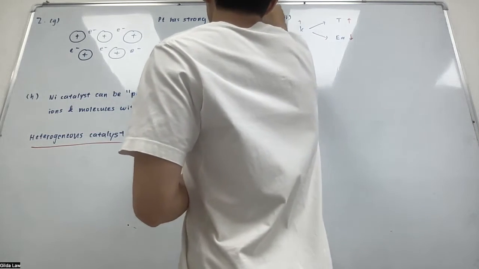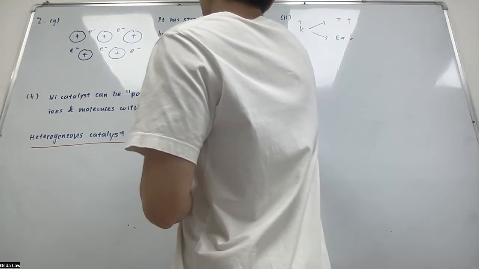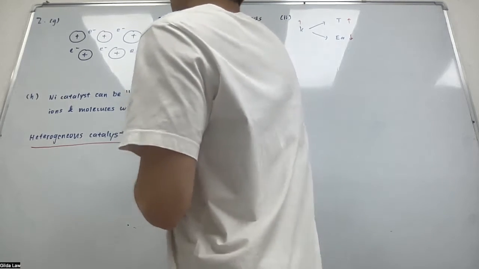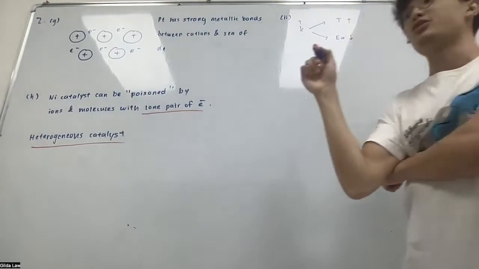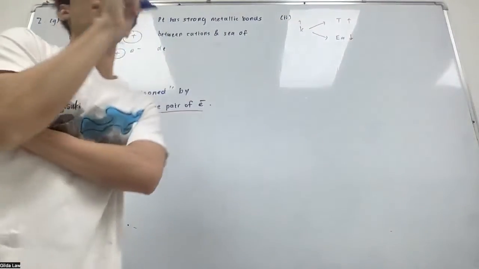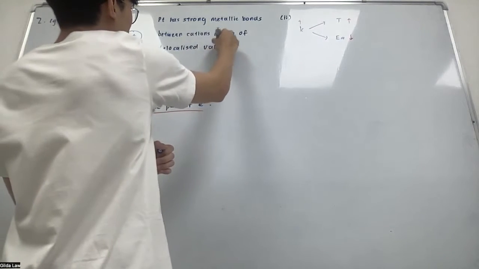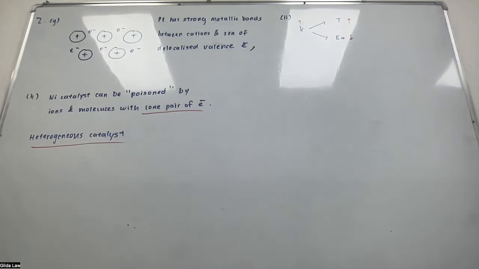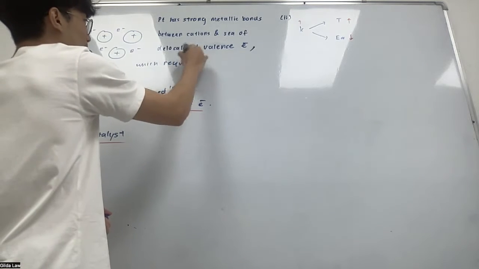It has strong metallic bonds between the cations and, don't forget the word valence, the delocalized valence electrons. Only the valence electrons in the metal can delocalize; this is a misconception. And then finally, how do you link back to melting point? Energy, which requires large amounts of energy to overcome.